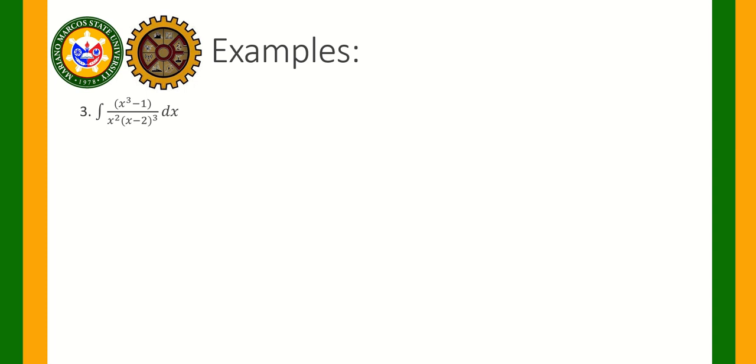Okay, let's have another example. The integral of x cubed minus 1 all over x squared times x minus 2 quantity cube dx. So, okay, sa denominator, we can rewrite this as x times x minus 2 times x minus 2 times x minus 2. So, our q of x is linear and repeated. So, gagamitin natin si case number 2.